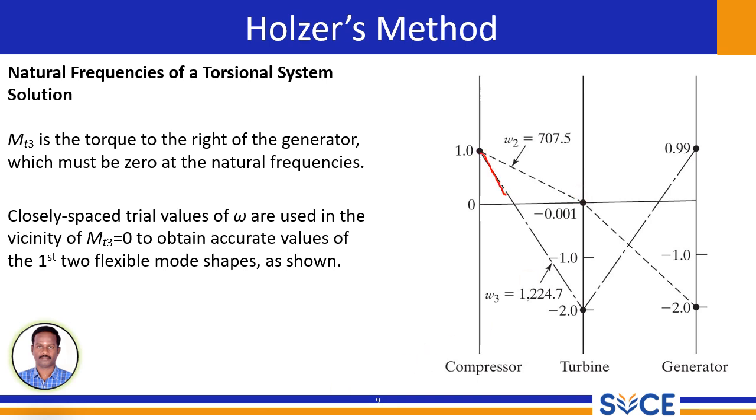The second flexible mode, we have to see this line. In this line, it is 1224.7 radians per second. Here the relative amplitudes are approximately 1, -1, -2. This shows that all three components are vibrating, but with different amplitudes and relative phase. The generator has the largest amplitude of vibration, followed by the turbine vibrating in the opposite direction, and then the compressor also vibrating in the opposite direction to the turbine, but with a smaller amplitude.